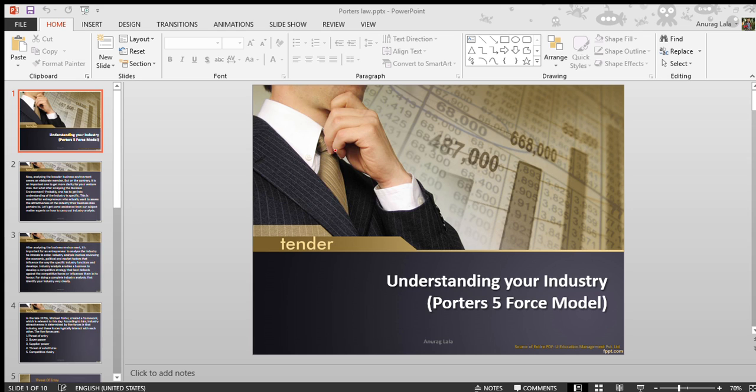Basically, it keeps on changing because customers in India and the rest of the world are very volatile. They keep on changing their demands and their wants. So you have to understand clearly about the threat of entry. Then next is your buyer's power.